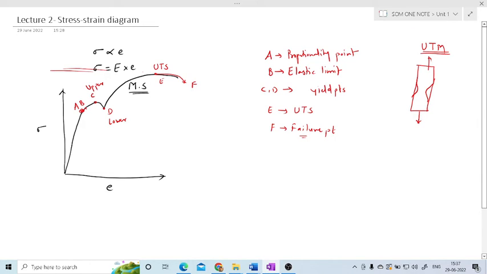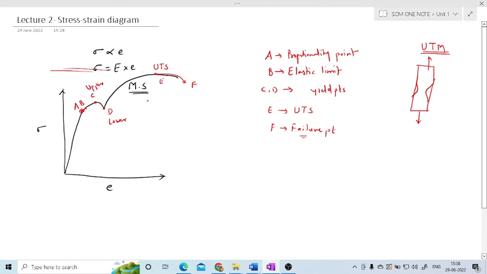C point is nothing but the yield point, where with a small amount of change in force value, the elongation will be rapid. Then the next point is D. D is nothing but the lower yield point. Then the next point E is the ultimate tensile strength. Up to this point, if I apply the force on the material, then the material will be sustained. And the last point is F, where the material will fail.